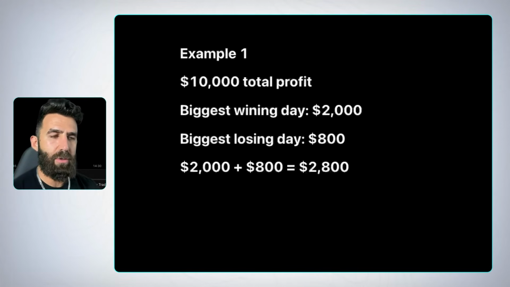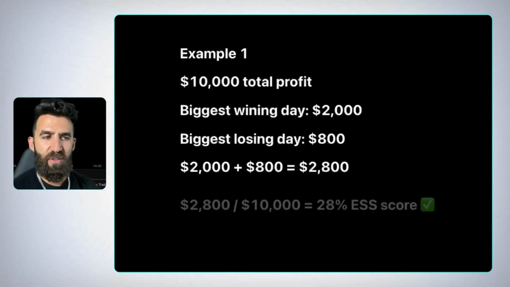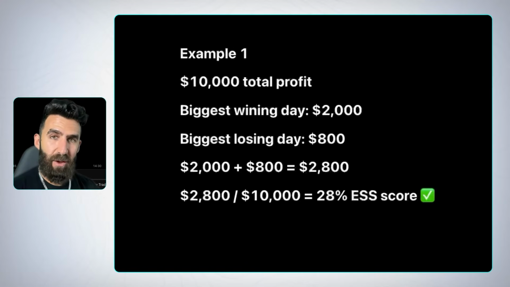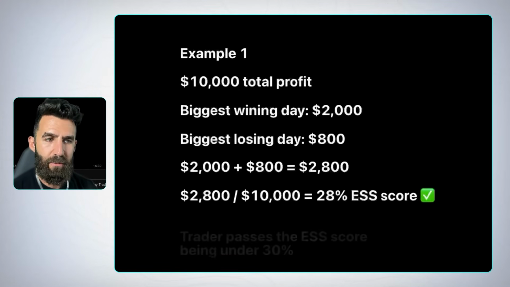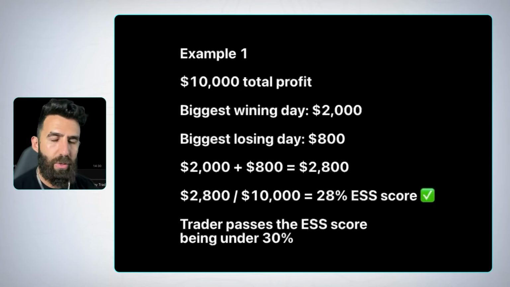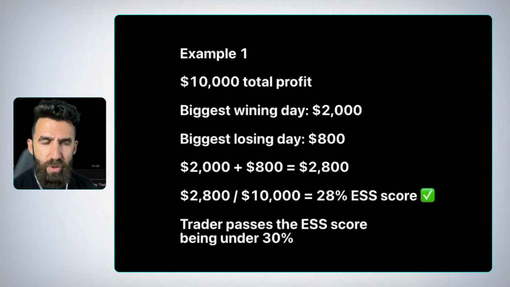$2,000 plus $800 is $2,800, right? That's our first number. If we divide that by 10,000, we have a 28% ESS score, right? $2,800 is less than 30% of the total profit, $10,000. Our total of our biggest winning day and our worst losing day is less than 30% of total profit, right? Trader passes the ESS score being under the 30% mark. Let's do some more examples and then dig into how we can set ourselves up to understand this on the front end, make a good pre-plan, which I think is really important here.